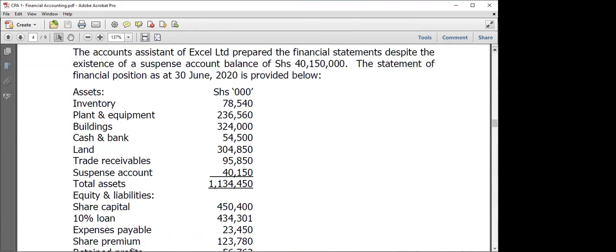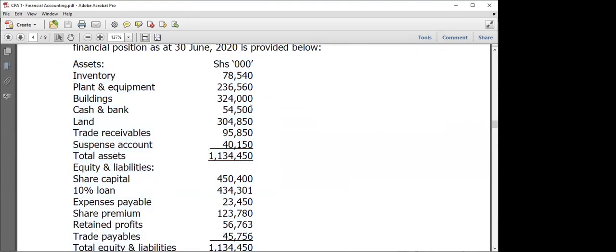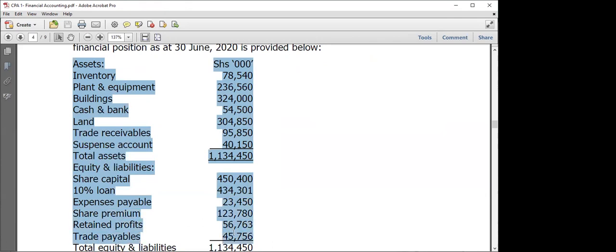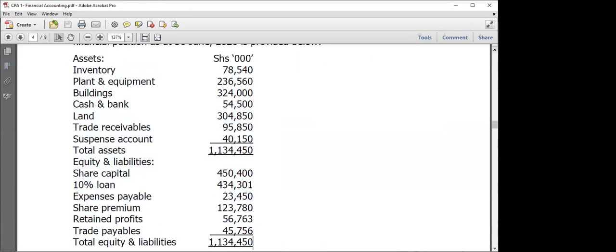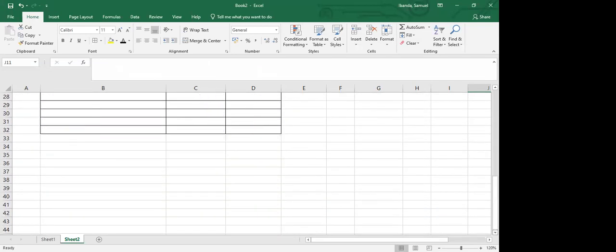So what I'll do, I'll assume you're in an exam. So you can use the same format as the way they have drawn it, because this is how they gave you the statement of financial position. So you may use a similar format, just like the way they have brought it here. But once you come to your question here, what is the name of this company? This company was called Excel Limited.